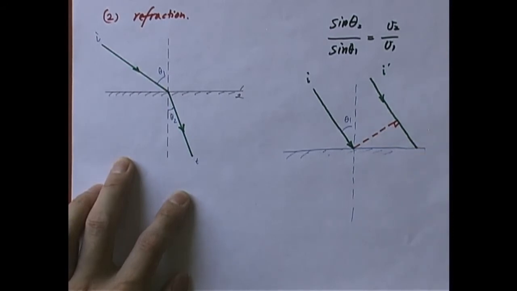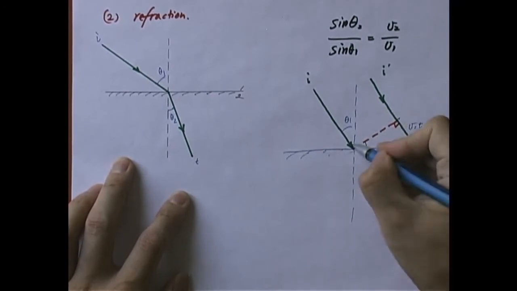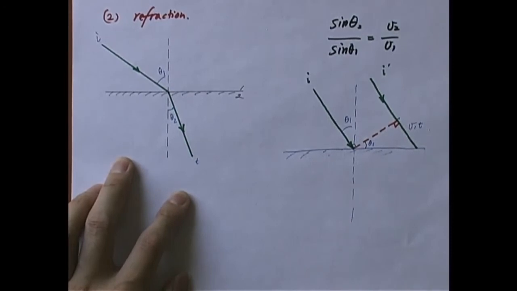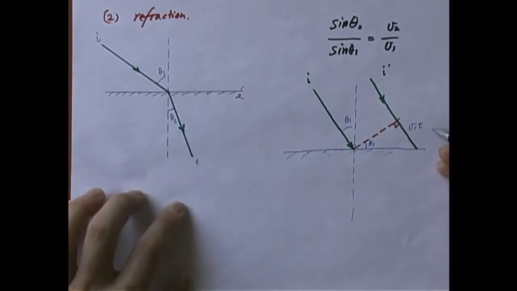How long does it take for this light ray to go from here to there? We call this time t. So this distance would be v1 times t, right? Now this angle, because this is 90 degrees, is also theta 1. So here you have a right angle triangle with a certain base, and one side is equal to v1 times t.